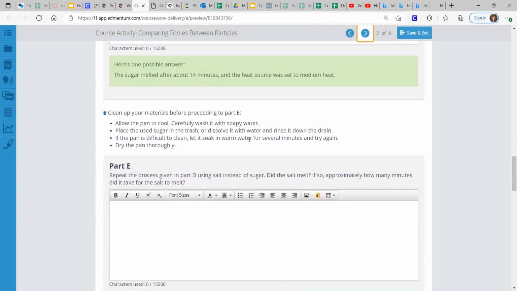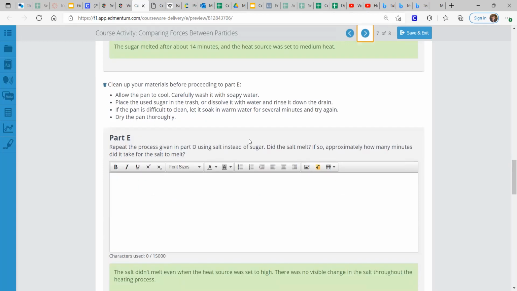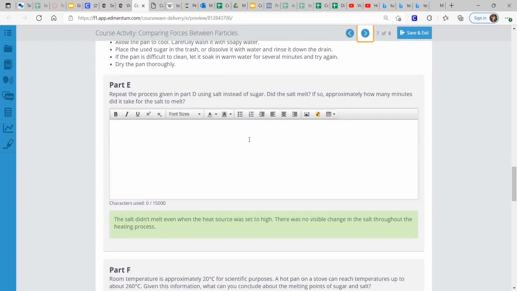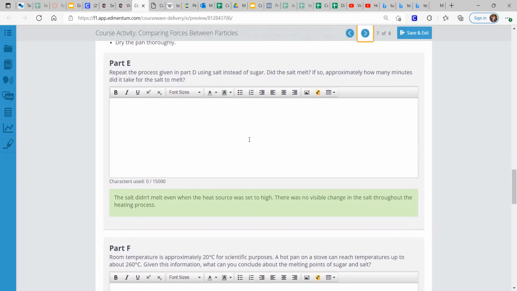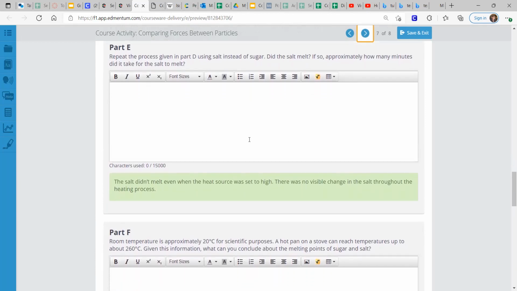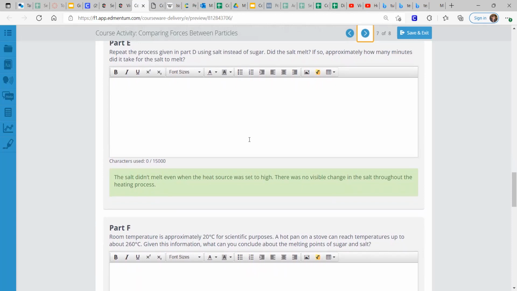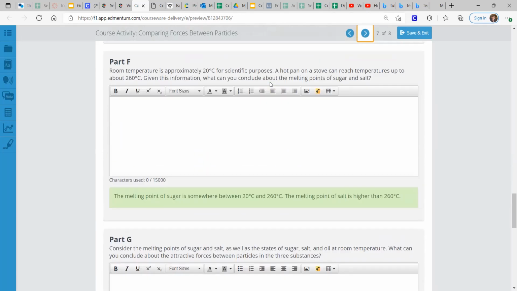Allow the pan to cool, carefully wash it with soapy water, place the used sugar in the trash or dissolve it with water and rinse it down the drain. If the pan is difficult to clean, let it soak in warm water for several minutes and then try again. Now we're going to do this process with salt instead of sugar. The salt didn't melt even when the heat source was set to high. There was no visible change in the salt throughout the heating process.